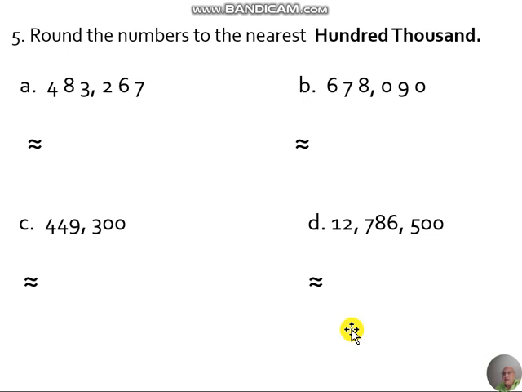Round the number to the nearest 100,000. This is 1,000, 10,000, 100,000. The number in front of the 4, 4 is poor. I'm not going to add anything. This is 4. And there are 5 digits. I make them 5 zeros.